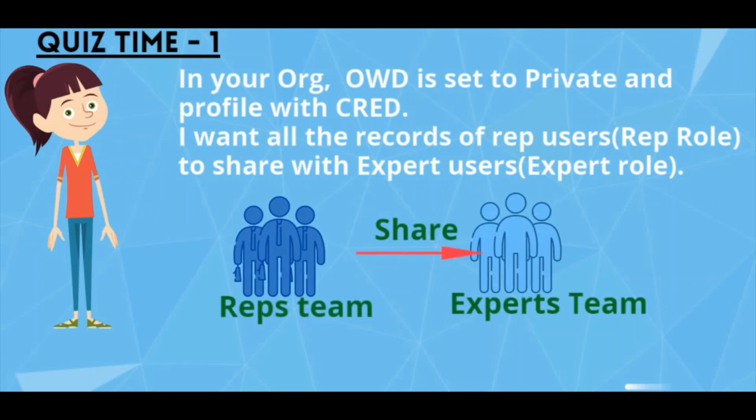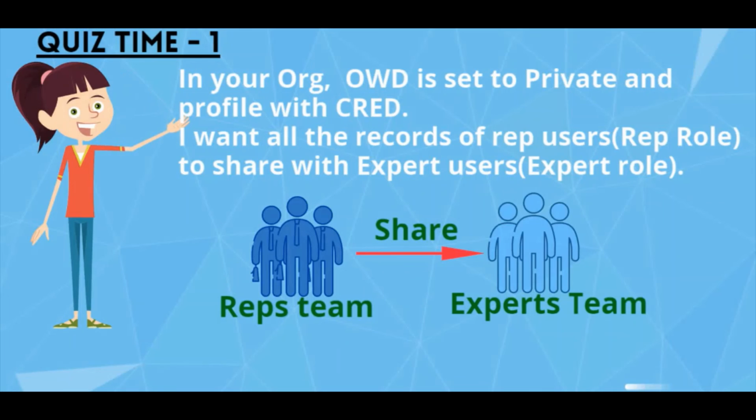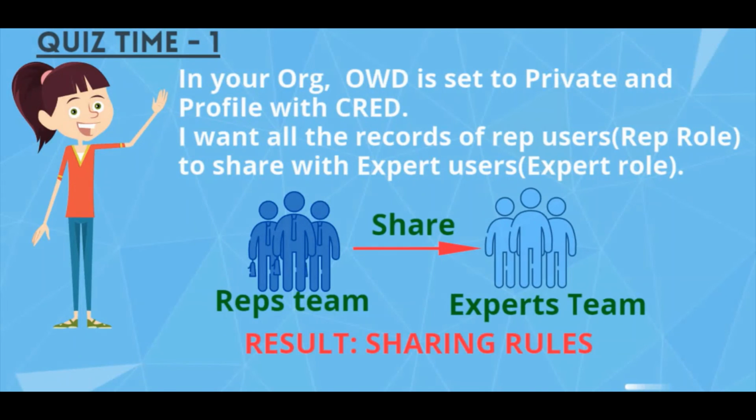Okay, quiz time. In your org, OWD is set to private, which means we cannot see the records owned by others, and profile is set to create, read and delete for every user. I want all the records of rep users on the left team to be shared with another team. So if a set of users' records has to be shared with another team, what is the option? The answer is sharing rule.